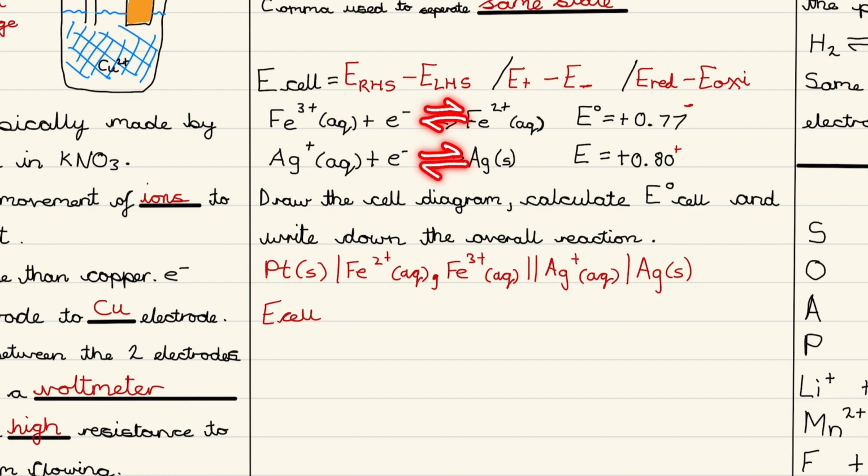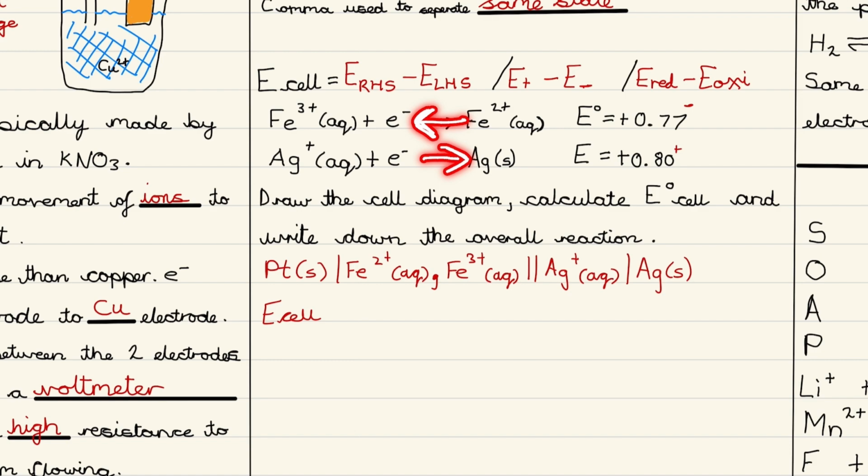And between these two reactions, the one that's more positive will favor the right hand side more, and the one that's more negative will favor the left hand side more. Okay, so in reality what's happening is this one's going more to the right hand side, this one's going more to the left hand side. So the Fe is getting oxidized to produce an electron. Okay, it's losing an electron. And the silver is gaining an electron, so it's reducing.